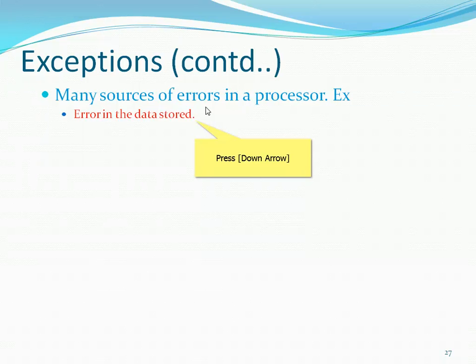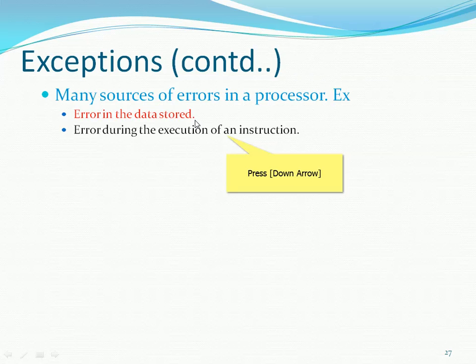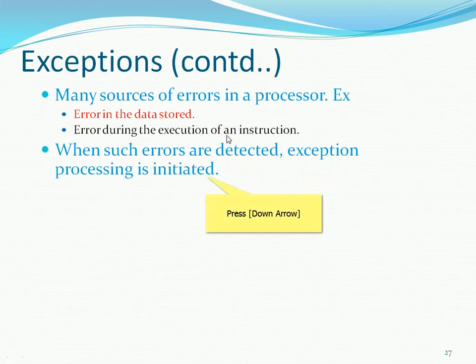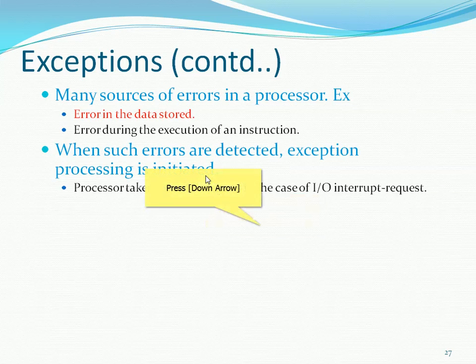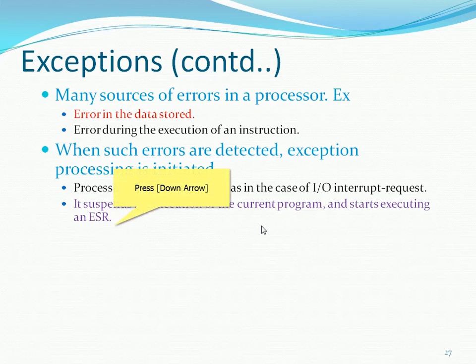For example, an error in the data stored during the execution of an instruction. In executing instructions, we have syntax errors, semantic errors, and so on. When such errors are detected, the exception process is initiated. The processor takes the same steps as those caused by an IO interrupt request. It suspends the execution of the current program and goes to the exception service routine, called ESR.